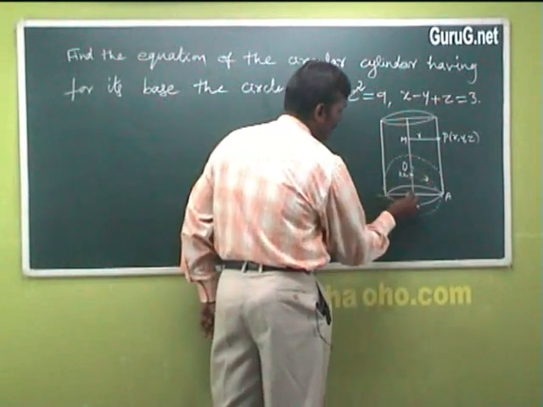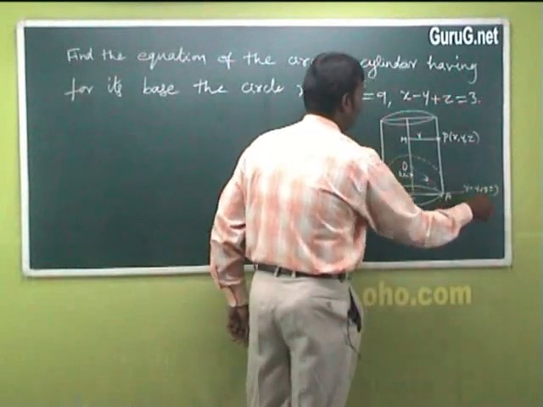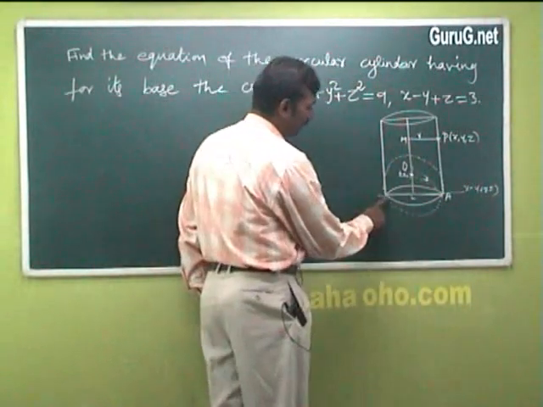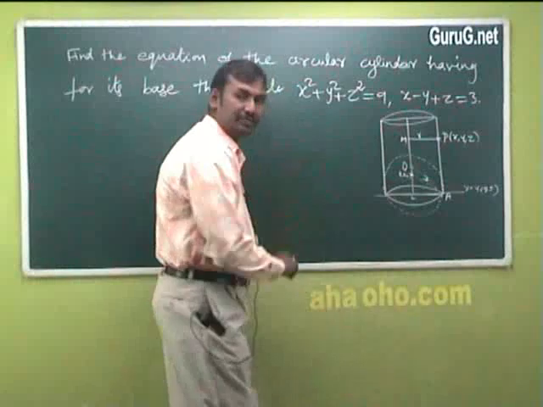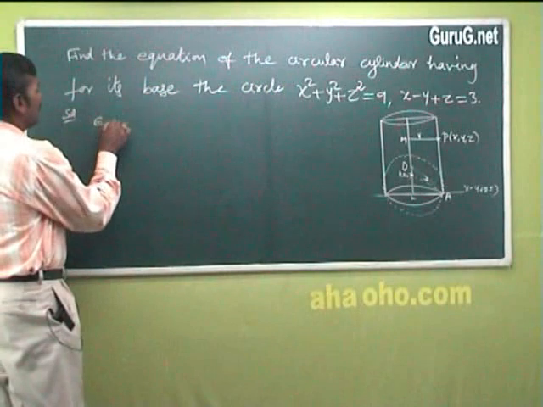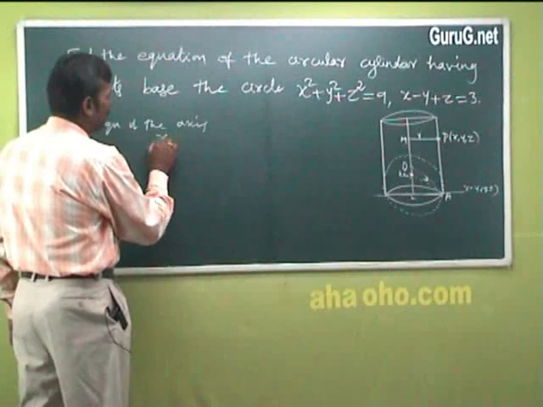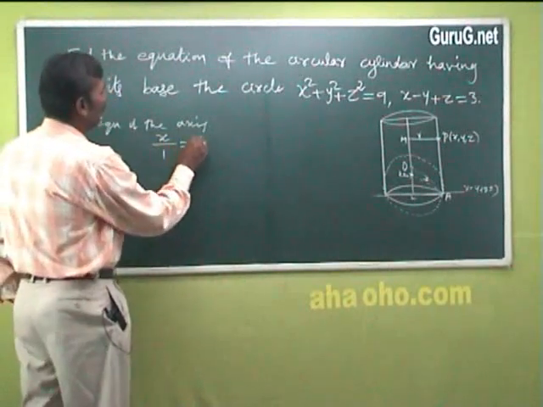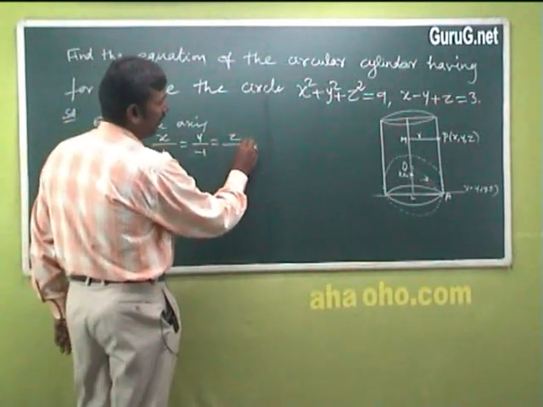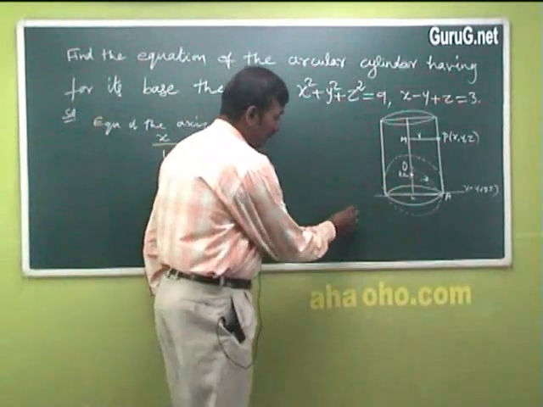So this is the equation of the plane: x minus y plus z equals 3. This axis is passing through the origin and is perpendicular to this plane, right? So the equation of the axis is x by 1 equal to y by minus 1 equal to z by 1, passing through the point 0, 0, 0. This is a straight line.